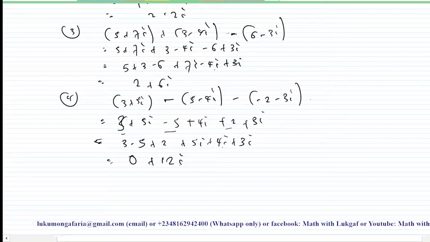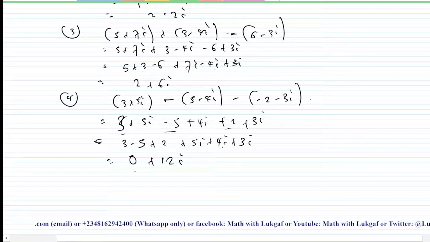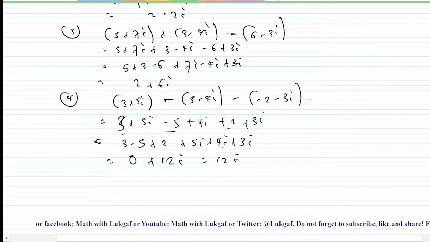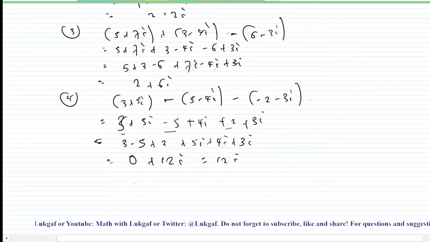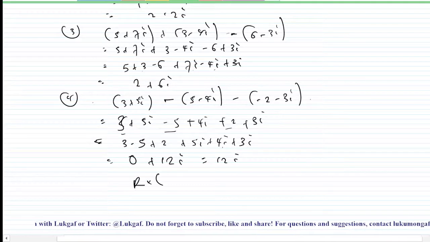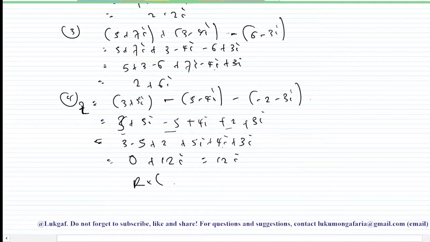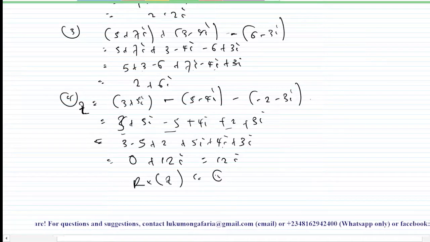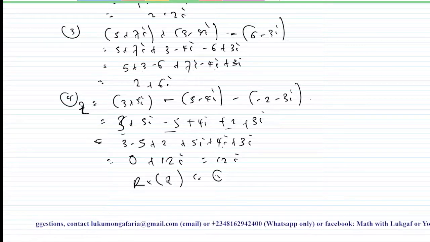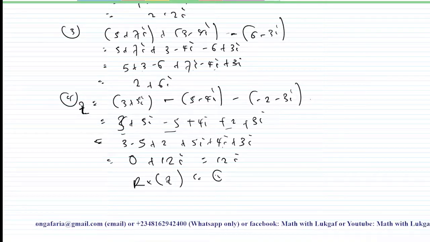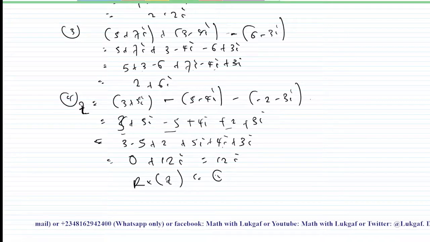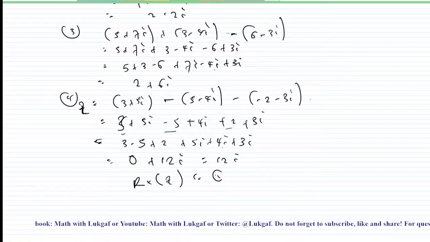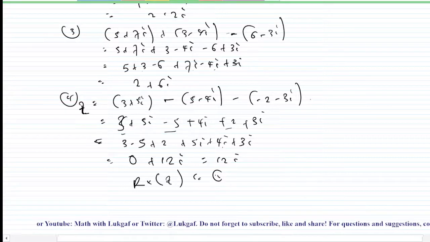If you like, you can leave your answer here. Since this is a complex number, our real part here is 0, while the imaginary part is 12i. Or the question might ask, if this is z, find the real part of z, then your answer is going to be 0. So this is how you add and subtract complex numbers. It is very simple. It is similar to that of real numbers, but what you have to note in the case of complex numbers is that when you are adding or subtracting, you have to collate real part with real part, imaginary with imaginary.